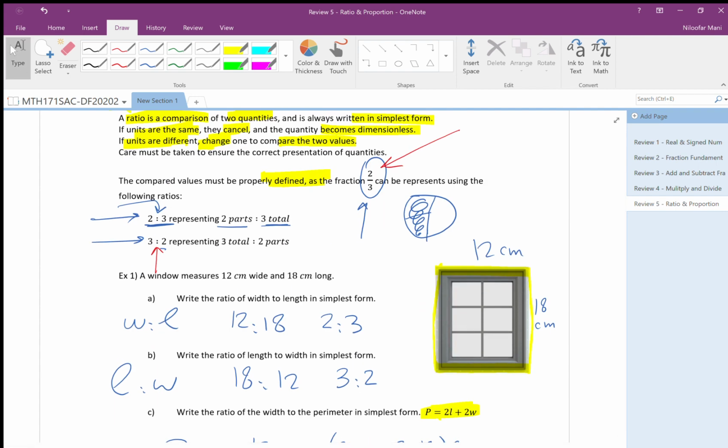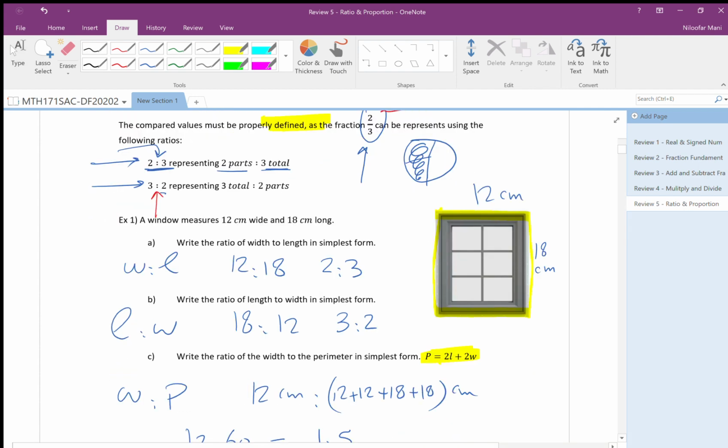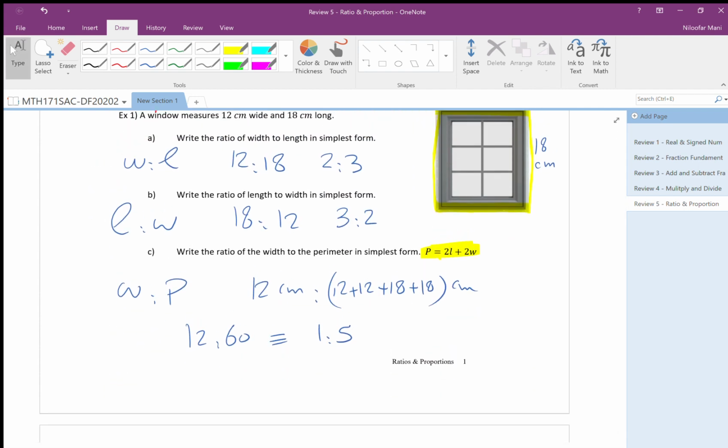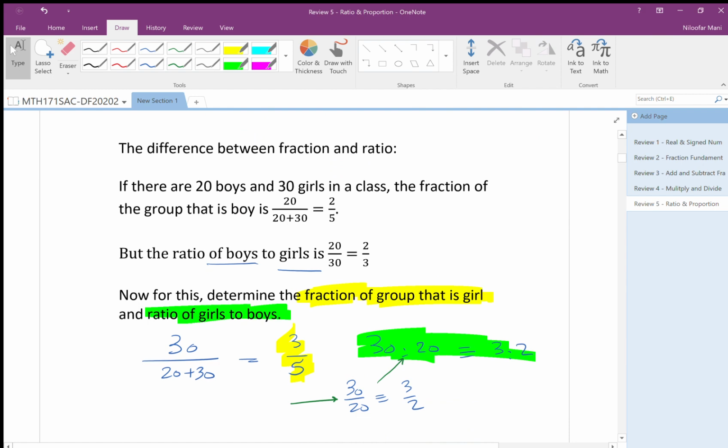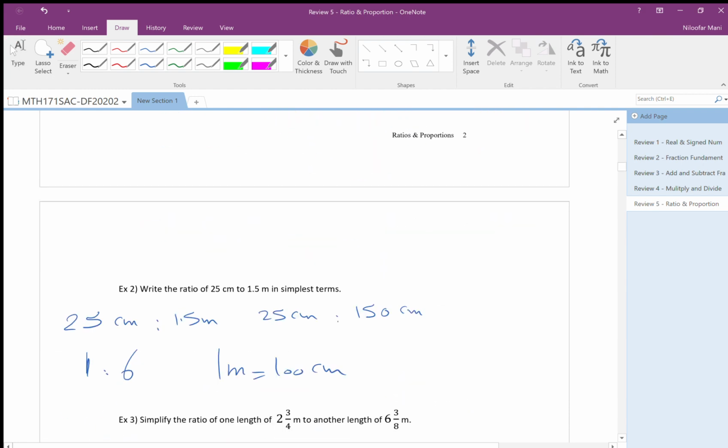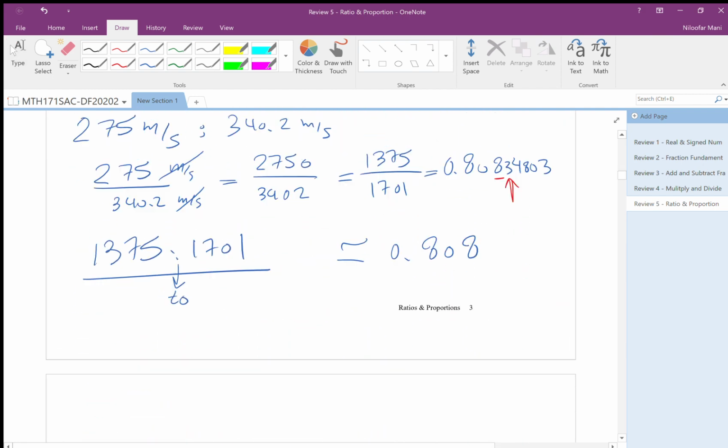You can show it like a fraction or you can show it with column, but you have to say which one is part, which one is total. When you have fraction, you know which one is which one. And then you just either show it with column or show it like a fraction and then simplify. If units are the same, you cancel. If not the same, you make it the same. And so conversion and then simplify.